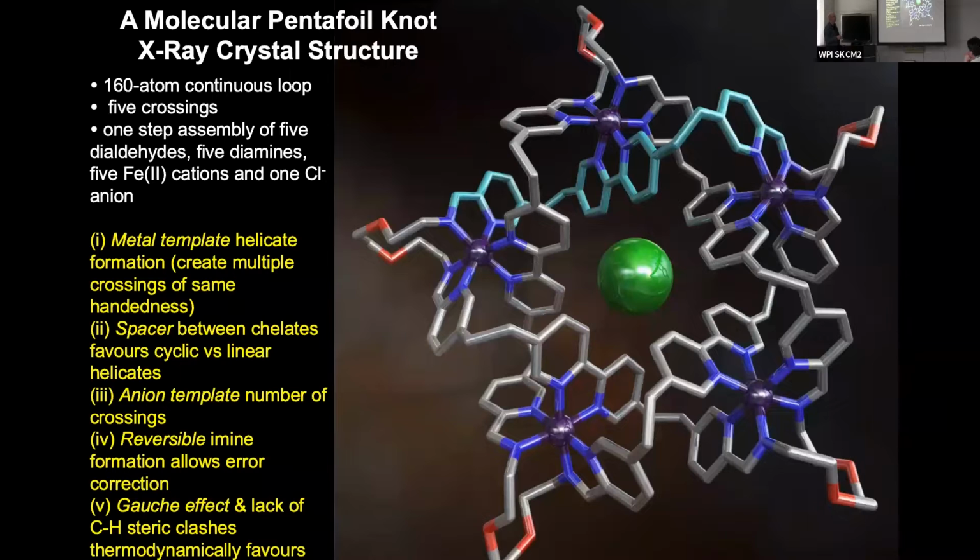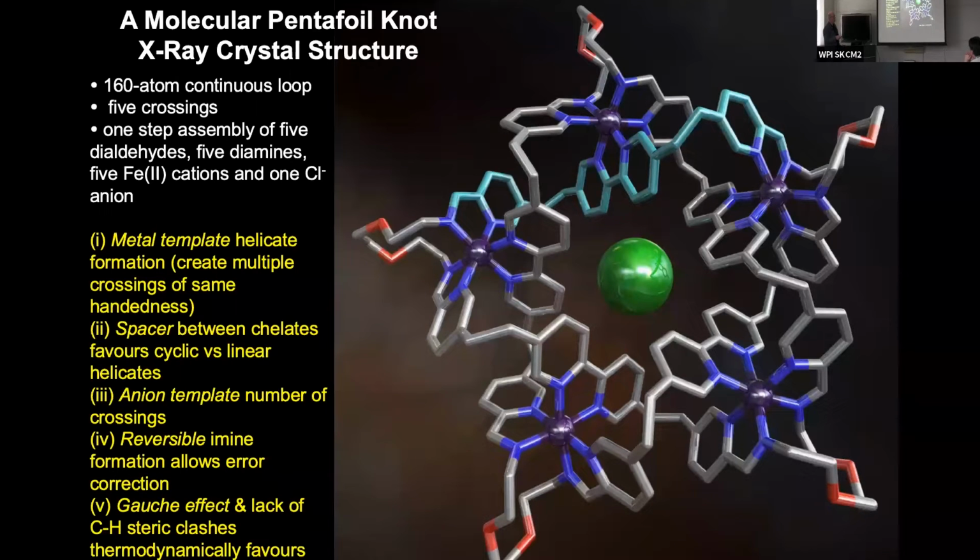Then the spacer between these binding sites is also crucial because you need to have a cyclic helicate rather than a linear helicate. And for that, you need just these 2 carbon atoms. If you have more than that, it'll form a linear helicate. The anion that's at the center here controls the number of crossings.